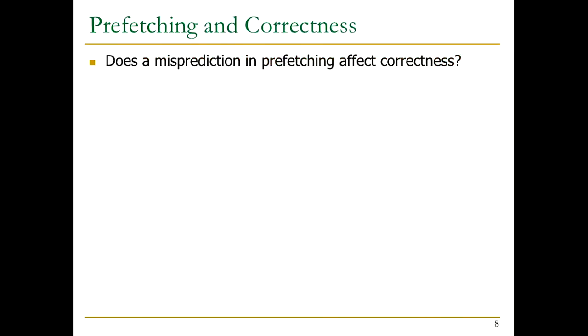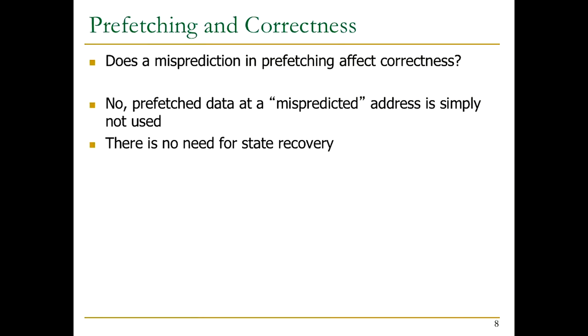Okay, so one question is prefetching and correctness. We covered this yesterday in the context of run-ahead execution, right? One of the reasons why run-ahead execution is very appealing is that in this mode, you can do anything, basically, because you're not reporting the results to the software. That's true for prefetching in general. A misprediction in prefetching doesn't affect correctness. You're just loading an address, and you're not going to do anything with it if you're incorrect. Basically, data prefetched at a mispredicted or wrong address is simply not used. There's no need for state recovery.